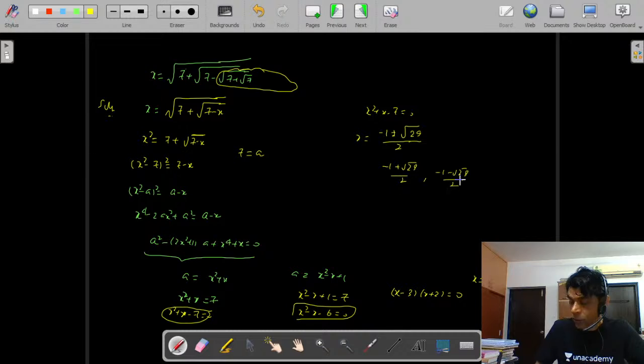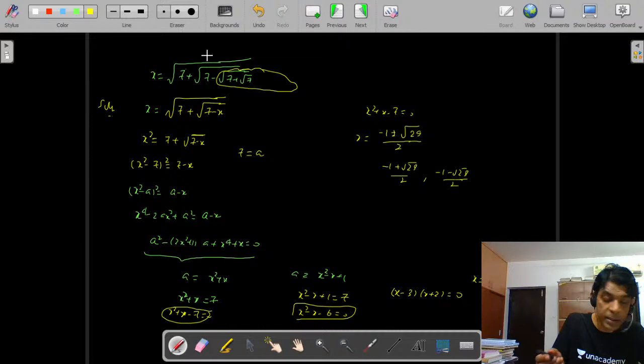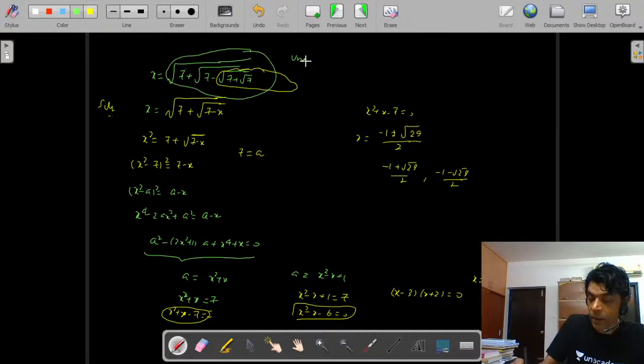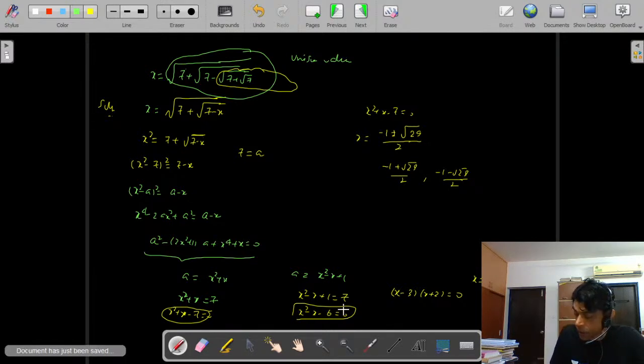But see, this has a unique value. This is some number, right? This is some expression like 2 plus 3 plus 5, right? So this has a unique value. It cannot have two values. Everything is defined. And so we should get just 1, right? We should get just 1. So just 1 means what? Just 1 means that now already the negative is not there.